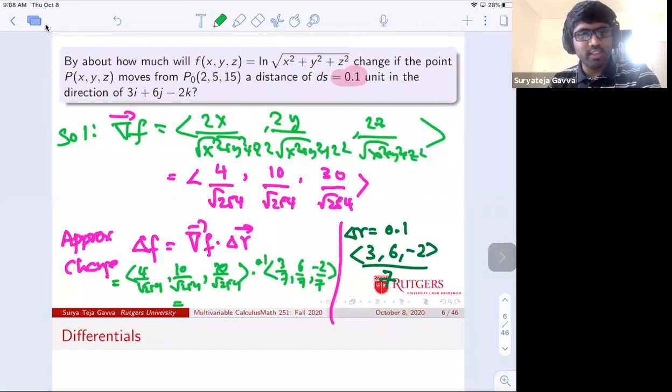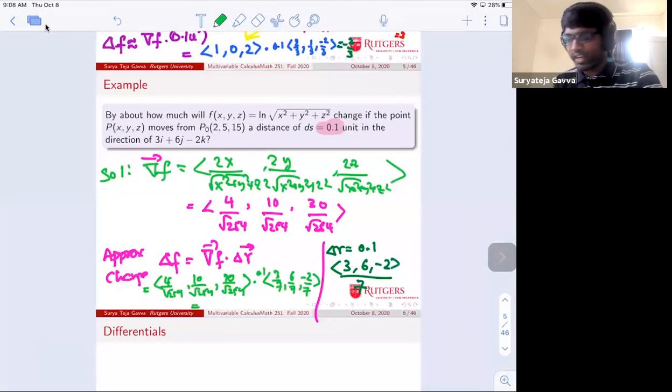Okay, any questions on this? It's literally compute the gradient, compute the change vector, the vector that you're changing. So that basically says 0.1 unit in the direction. So you have to compute the unit vector along that direction and then multiply with the magnitude. So you'll get the change vector, and then you'll be able to compute the approximate change.